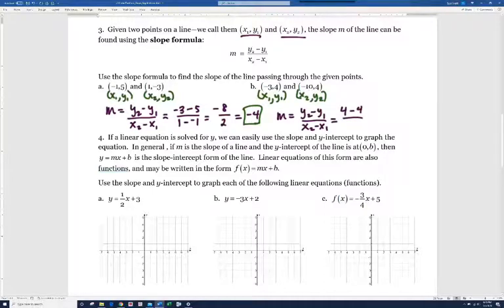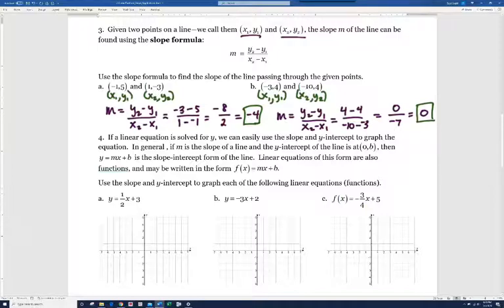Notice it's 4 minus 4, we're subtracting the y values, over -10 minus -3. And so we're going to get 0 over -7, and that's 0. So this is actually, if you plotted these 2 points, these lie on a horizontal line.